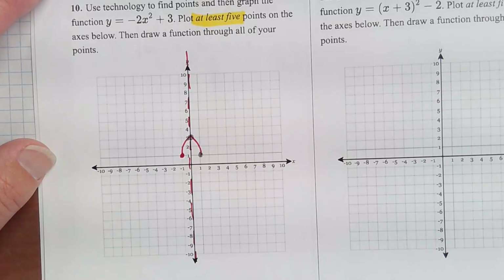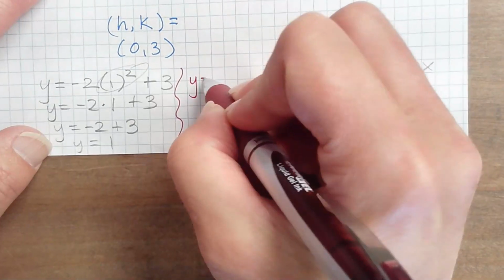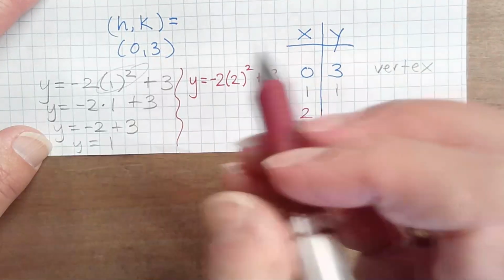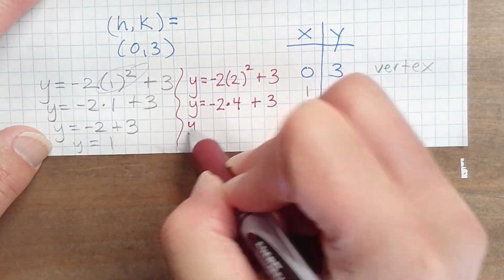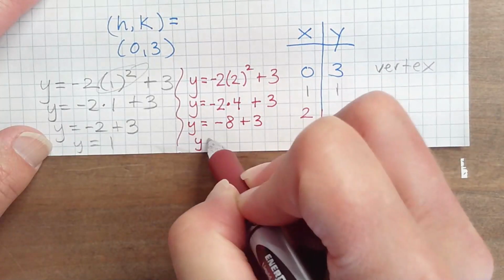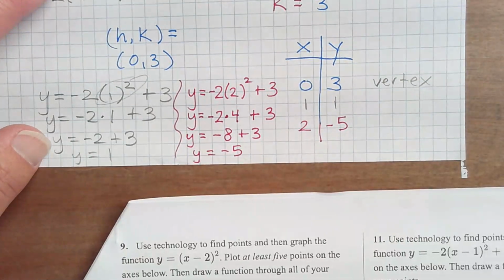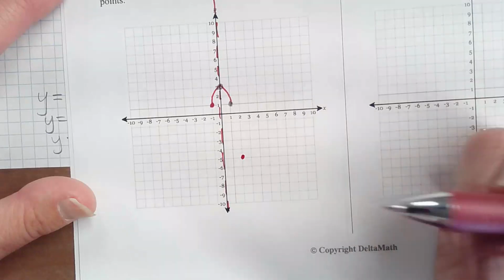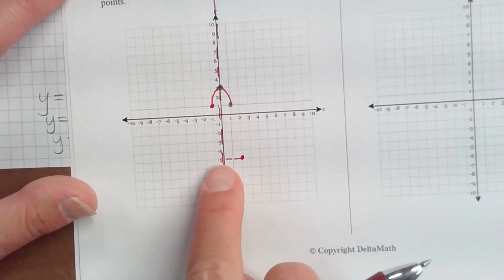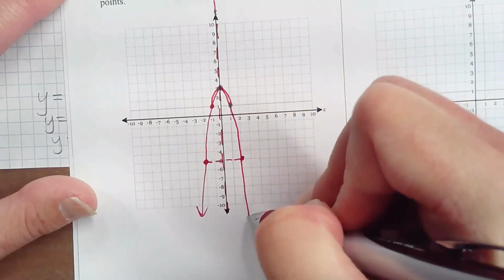So let's just test another point. Let's plug in 2 and see what happens. So I get y equals negative 2 times 2 squared plus 3. So then I get negative 2 times 4 plus 3. Was it? Oh, you already got the answer? Yeah, it's negative 8 plus 3, which is negative 5. So I've got 2 comma negative 5. Let's just see how it looks. Two comma negative 5. And then, so it's 2 units away from the line of symmetry, so we know there's another point on this side. So now I can finish my graph a little bit better. And you're good.